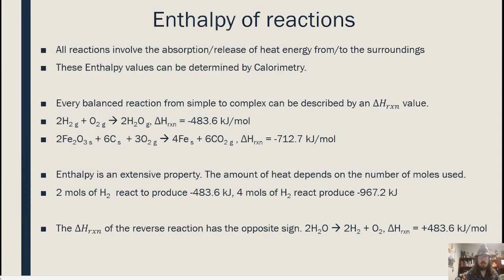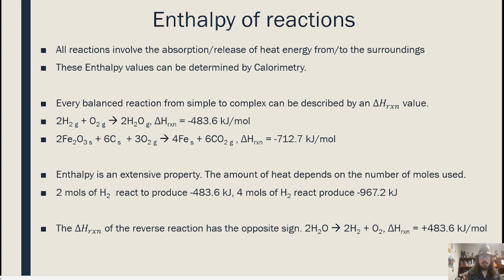Howdy folks, so for this video we're going to look at the enthalpy of reactions and how we deal with that. Let's go ahead and get started, as this one hopefully will be a shorter one. Now, all reactions will by definition involve the absorption and release of heat energy.